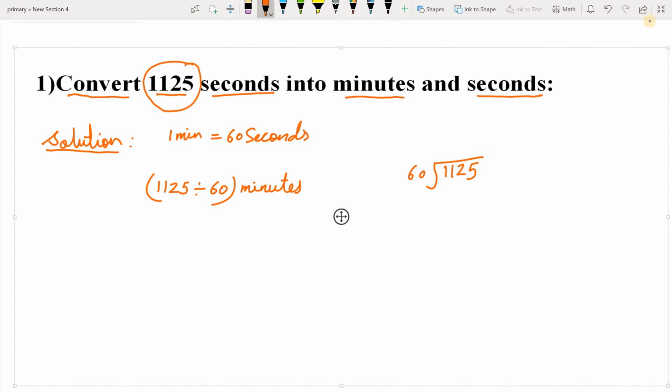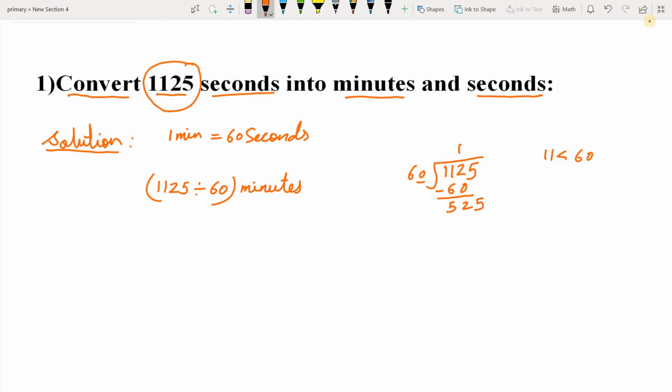So here our divisor is 2 digits. So we start with 2 digits. But here 11 is smaller than 60. So it means we will take 3 digits. So 60 goes into 112 one time. So 112 minus 60. We get 52. Now we bring down next digit, which is 5.